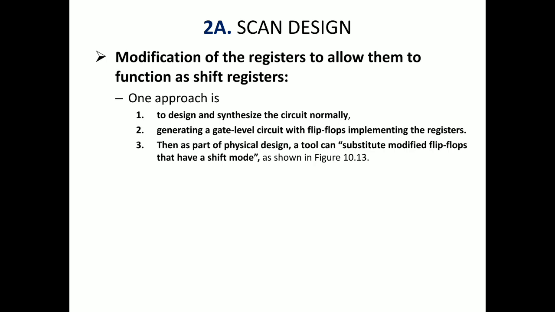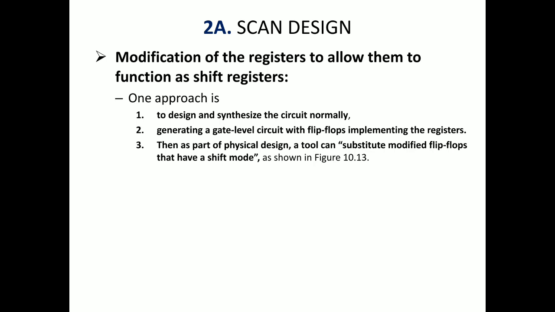Okay, but how to modify this? There is a stage that will come. The synthesis circuit will produce the D flip-flop only, but to test, there is a stage. In one particular stage we will modify this D flip-flop into a scan flip-flop. First, the approach is to design and synthesize the circuit normally and generate a gate level circuit with flip-flops implementing the registers. Then at the physical design stage, carefully listen, the flip-flop is synthesized as a D flip-flop only, but the modification takes place in the physical design stage.